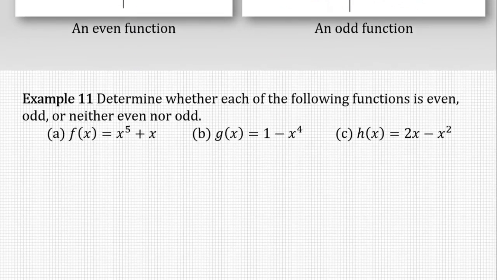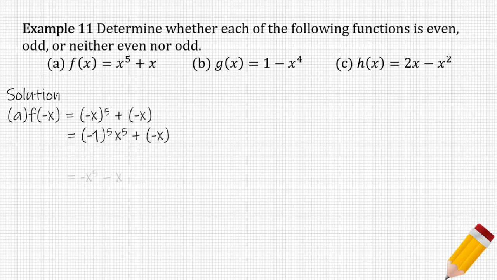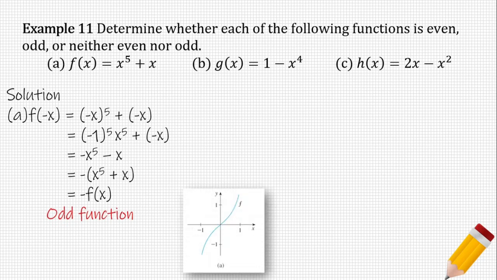Example 11. Determine whether each of the following functions is even, odd, or neither even nor odd. A. f(x) = x⁵ + x. B. g(x) = 1 - x⁴. C. h(x) = 2x - x². Solution. For A, f(-x) = -f(x), which is an odd function. We can also prove that this is an odd function through a graph. As you can see, the graph of the function is symmetric about the origin.